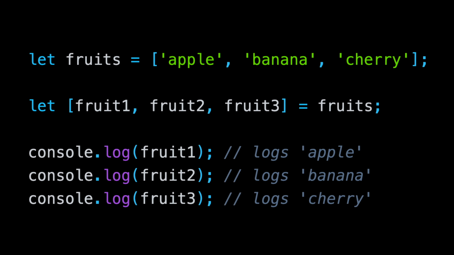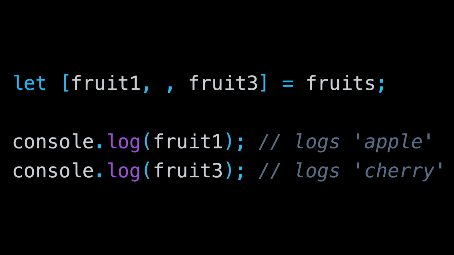Now let's talk about destructuring. Array destructuring in JavaScript is a syntax that allows you to unpack values from arrays or properties from objects into distinct variables. So in this example, the array of fruits is destructured into 3 new variables: fruit1, fruit2, and fruit3. The first element of the array is assigned to fruit1, the second element to fruit2, and the third to fruit3. And you can see it logs apple, banana, cherry.